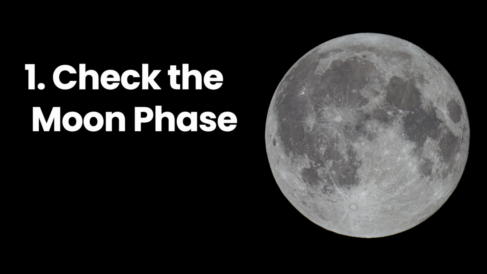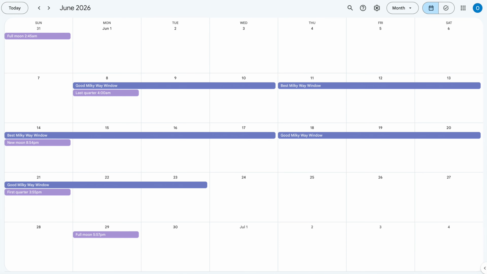Step 1, start with the moon phase. If you ignore everything else in this video, don't ignore this. The moon is the single biggest factor in Milky Way photography. You want dark skies. That means planning within about a week before or after the new moon. You can sometimes work with a crescent moon if it sets early, but a half moon or full moon will wash out the core and kill contrast.